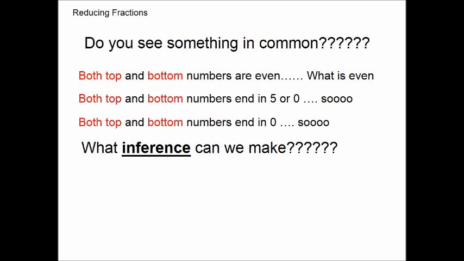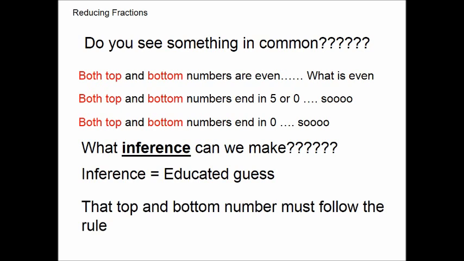What inference can we make? An inference is an educated guess. If you notice, I highlighted top and bottom. So the educated guess is that the top and bottom numbers always have to be divisible by it. If the top is but the bottom isn't, it doesn't work. It has to be top and bottom, not just bottom or just top. Both of those numbers have to be divisible by it.